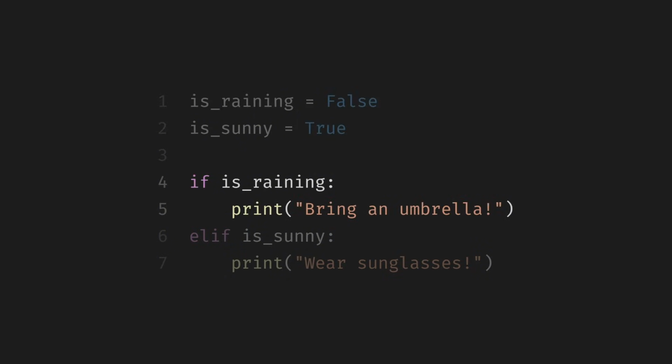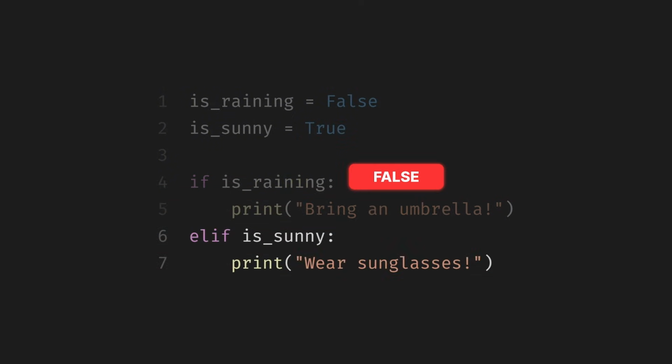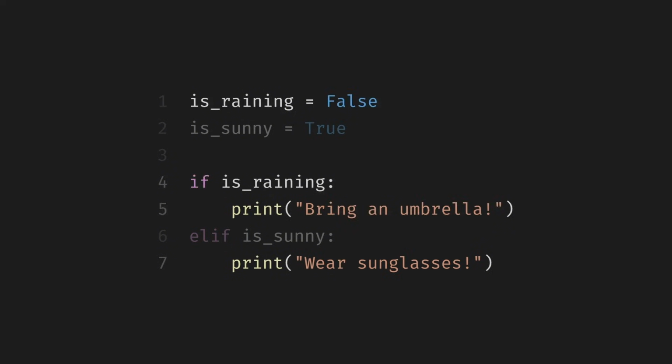Python evaluates the if condition first. If it is true, it immediately executes that block and skips the remaining branches. If the if condition is false, Python moves on to the elif condition and evaluates it. And if this condition is true, that block is executed. Now we can see that the terminal displays wear sunglasses because the first condition is false and the second condition is true. Now, what if both conditions evaluate to false?